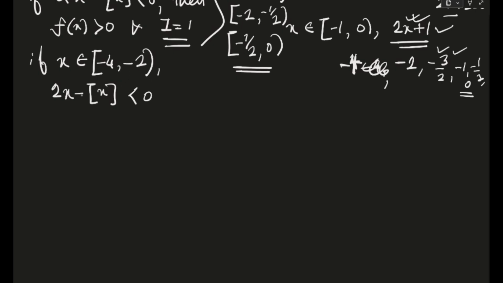Now why? Because in minus 4 to minus 2, the box value can be anything. Say we take minus 3. Minus 3 times 2 is minus 6, and minus of minus 3 will be plus 3. So that is a negative value. You can take any value in between, and this will always come out to be negative. So in that case, our f of x will become greater than 0, because you remember in the question that modulus f of x by f of x was present. So for that, this thing becomes greater than 0.